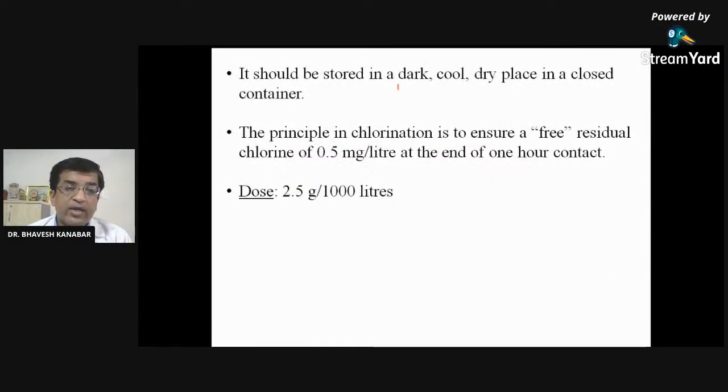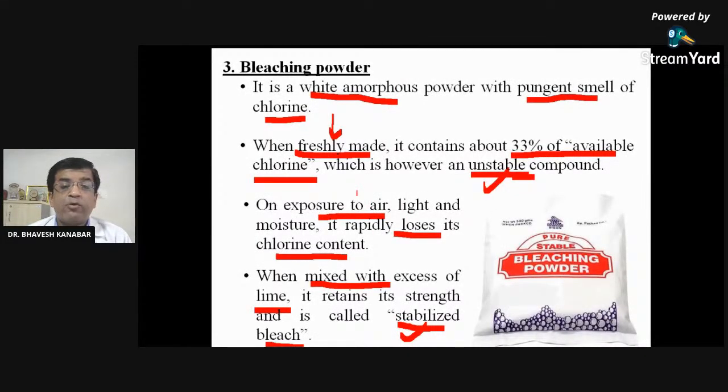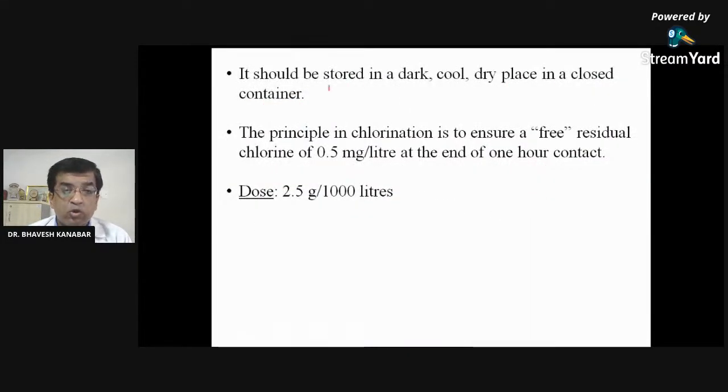As we know, on exposure to air, light and moisture, it loses its stability. So it should be stored in a dark, cool and dry place in a closed container. In many pharmacological drugs, you may also have heard that they are supplied in amber color bottles. Many cough syrups are supplied in amber color bottles. One example I can give is thyroxine, supplied in an amber color bottle, to prevent exposure to sunlight and to prevent it from becoming unstable.